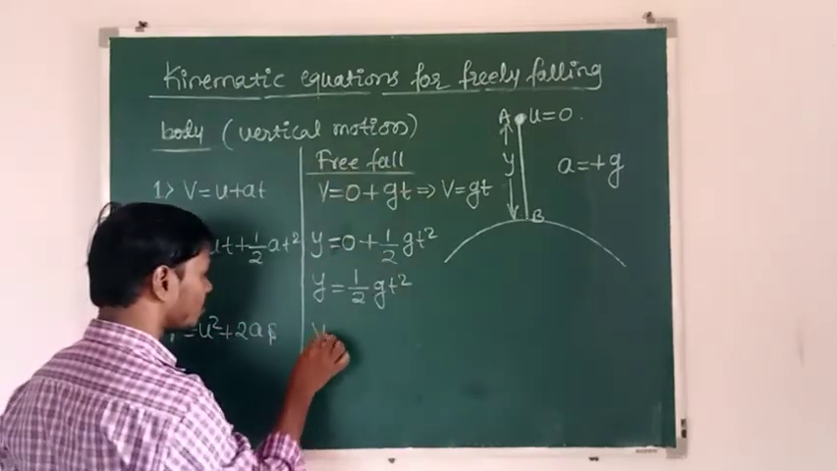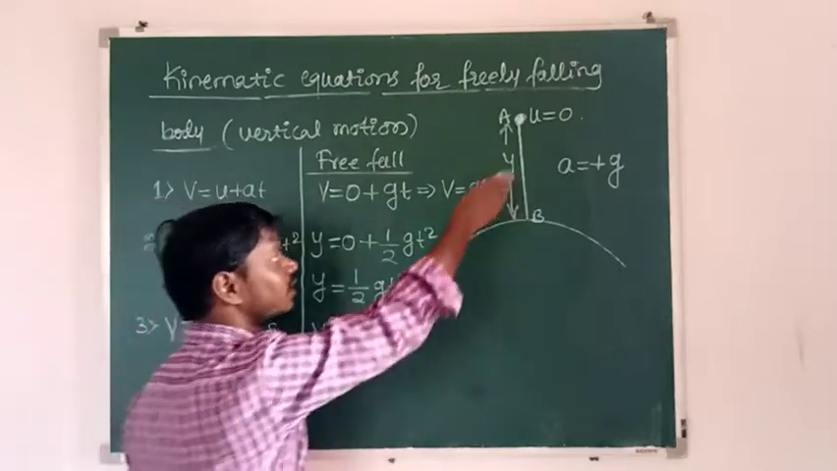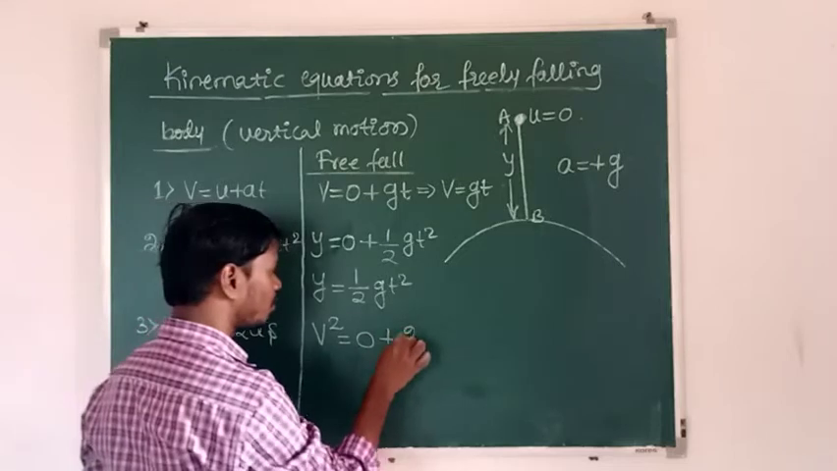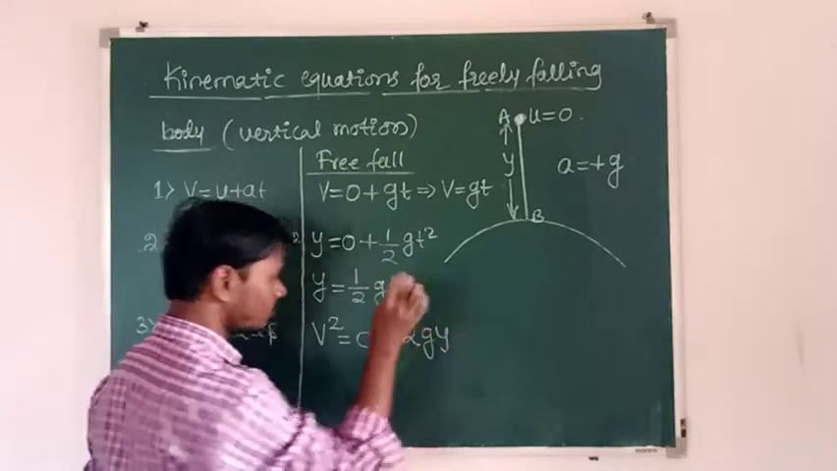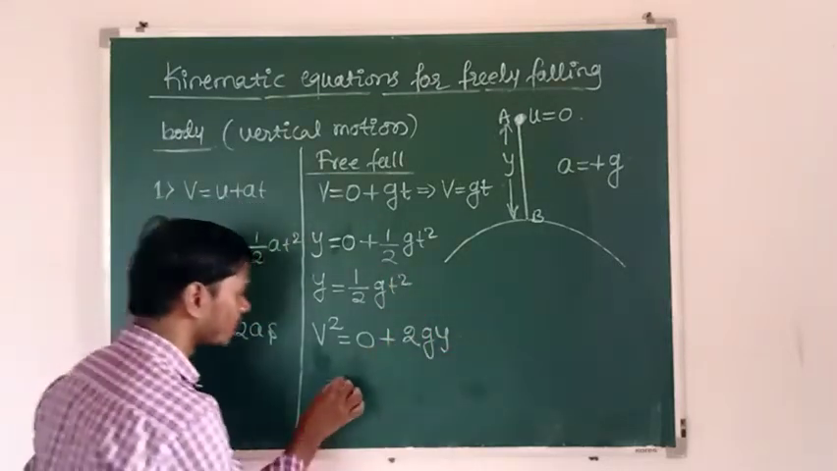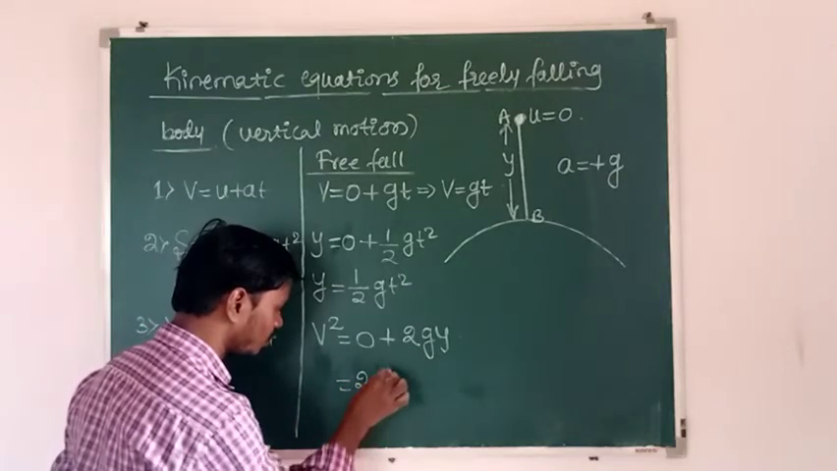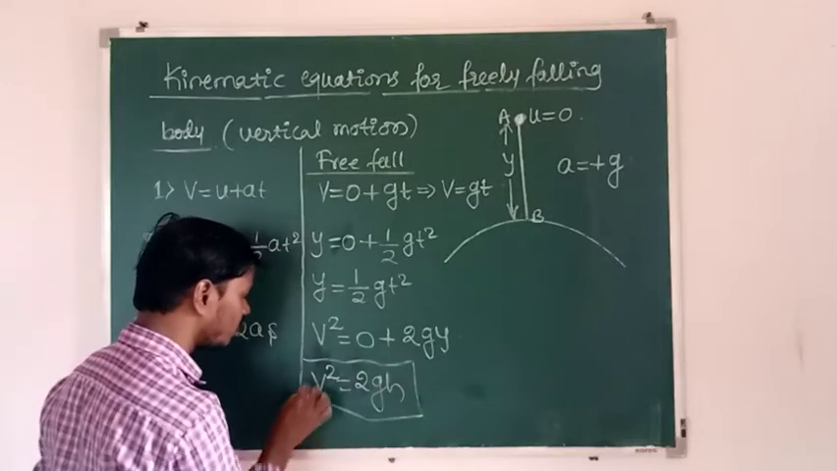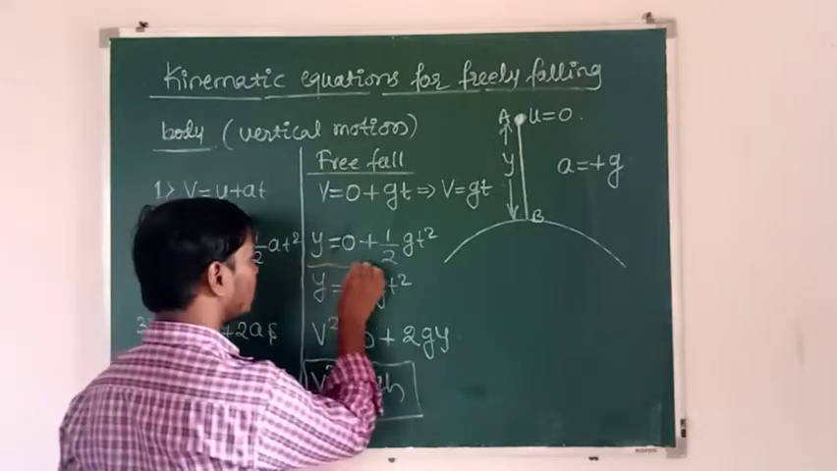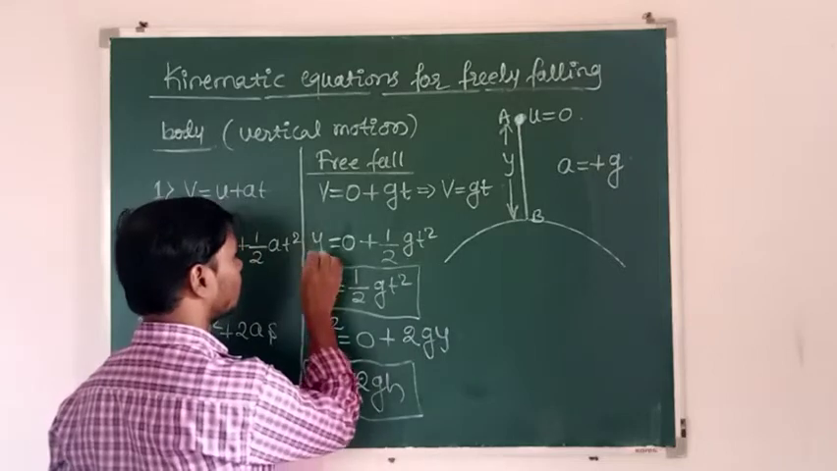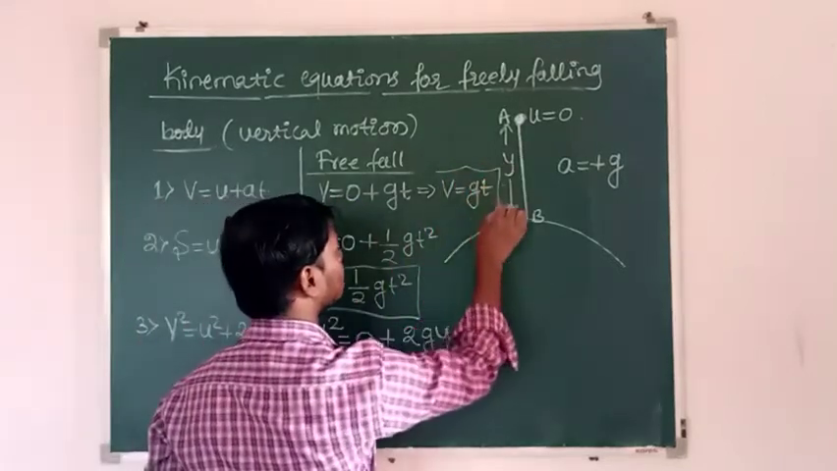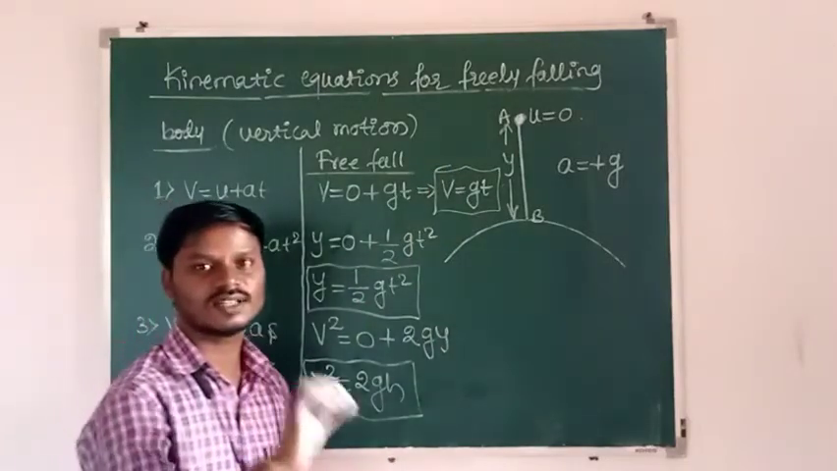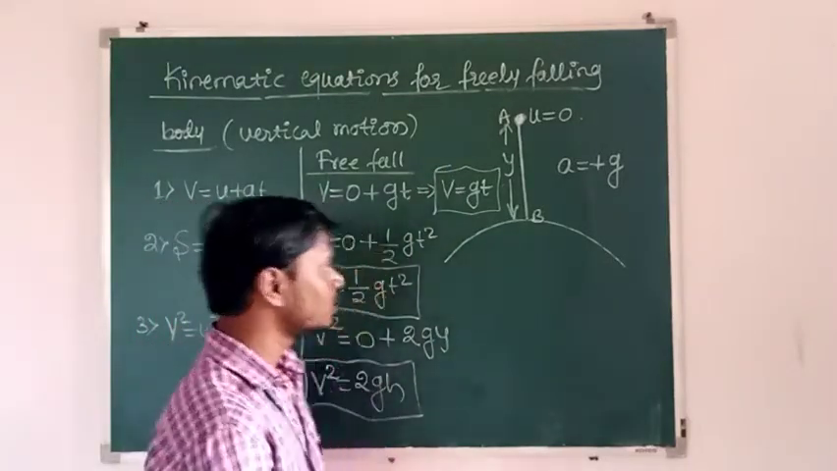That is v square is equal to initial velocity, again 0, then 0 square, again it is 0, plus 2 into g into y. Then this is the third kinematic equation in case of free fall, and it is the second kinematic equation in case of free fall, and it is the first kinematic equation in case of free fall. In case of free fall, the initial velocity of the object can be taken as 0.